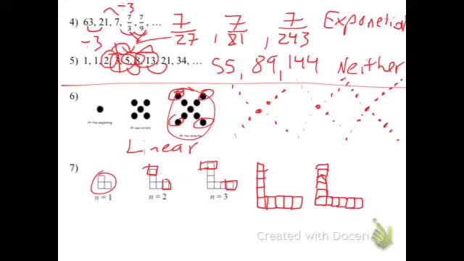And then the last one is looking at 7 tall and long. 1, 2, 3, 4, 5, 6. I'll put the 7 up top, and then 7 long. And since you're adding basically 2 blocks each time, this one's going to be linear.